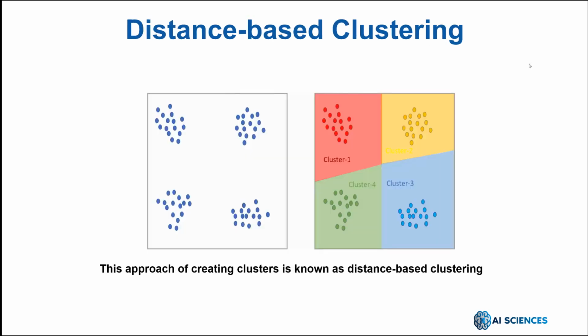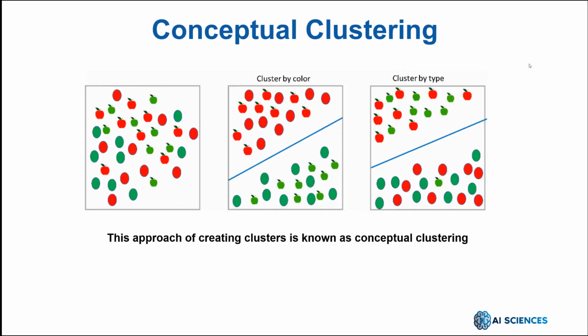In the example, data points are divided into 4 clusters based on the geometrical distance between 2 data points. The data points which are close to each other are assigned to one cluster. This approach of creating clusters is known as distance-based clustering. Another approach of creating clusters is the conceptual clustering.